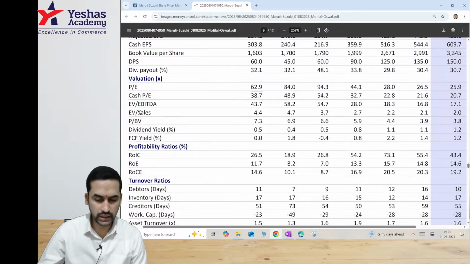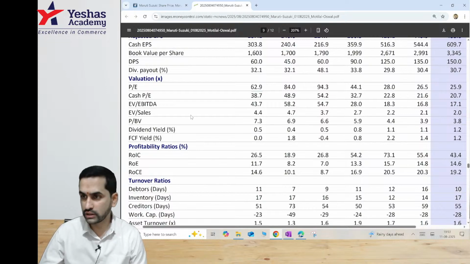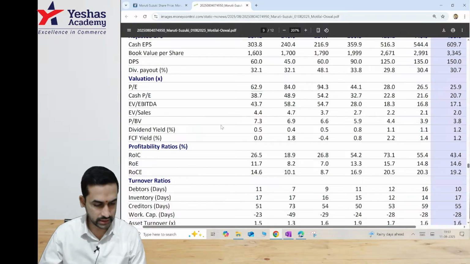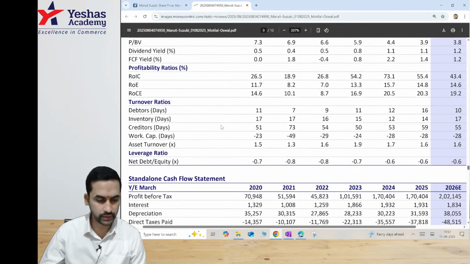Some of this you won't understand now. Enterprise value to EBITDA, enterprise value to sale. P/B is price to book value. Dividend yield, and FCF is future cash flow or free cash flow. You don't need this. This is not for your syllabus. Don't do it. Turnover ratio.